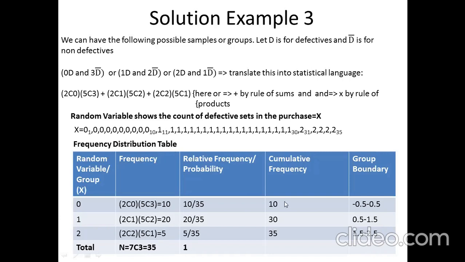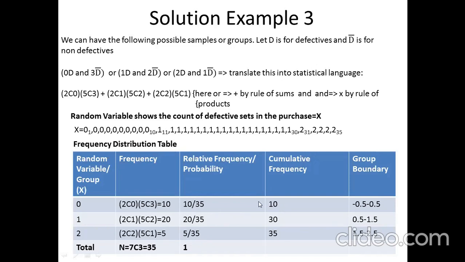Cumulative frequency of each group is the accumulation of frequencies. Like for the first group, it is 10, for the second it is 20 plus 10, which is 30. And for the last group, it is 5 plus 30, which is 35. And the group boundary column is again obtained in a very similar way as we did for the previous examples.